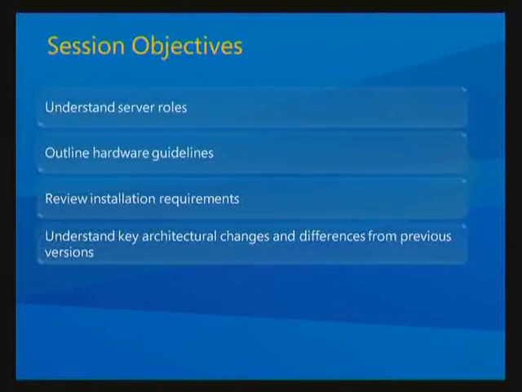So we're going to talk about different things. We're going to talk about the new architecture in Exchange 2007, how we've broken it down into what we call server roles. We're going to talk about some of the hardware guidelines and how they've changed when we go from the RTM to Service Pack 1 version of Exchange 2007. We're also going to be talking about the installation requirements, and not just the installation requirements for Windows Server 2003, but also for Windows Server 2008, once that's available as well. And we're going to talk about some of the key architectural differences in Exchange 2007 that make it pretty different from the versions of Exchange that we've had before.